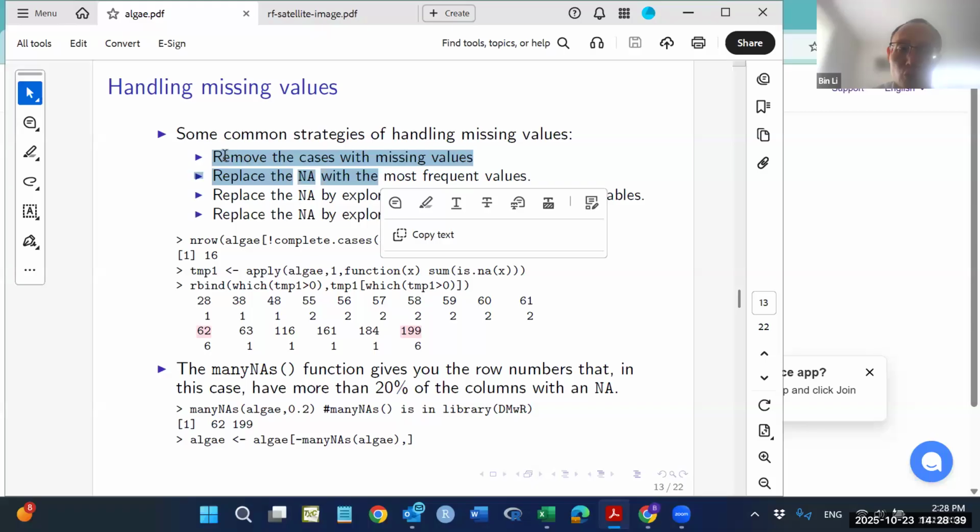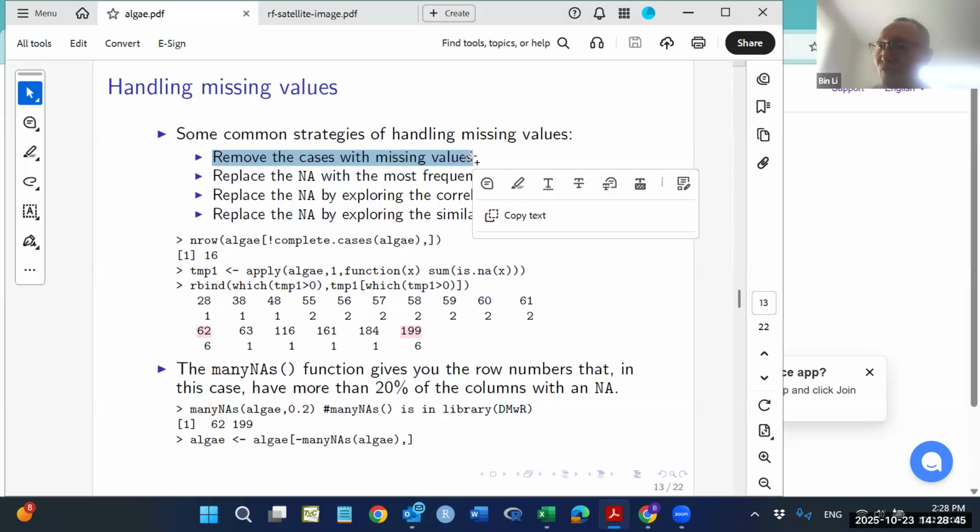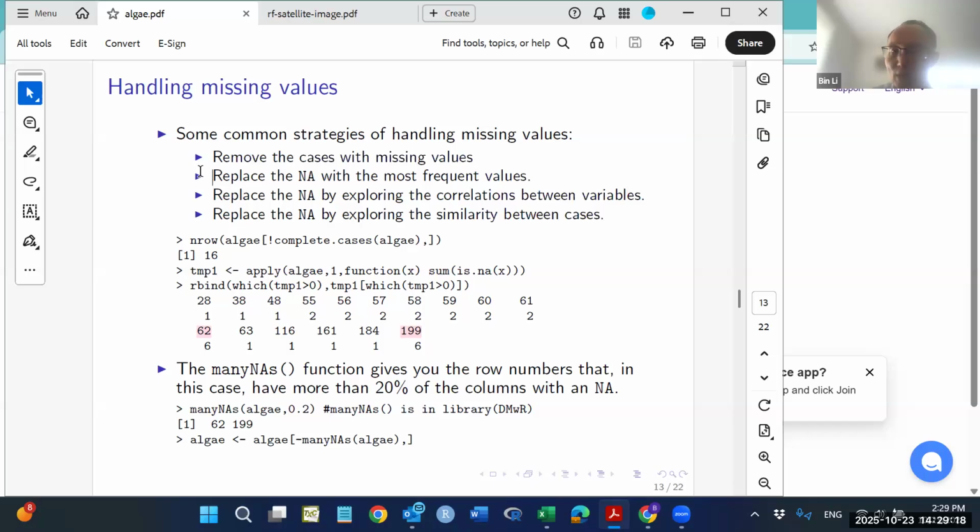So the first one could be the best if only a few samples have missing values. Let's say in your data set, only 2 or 3 observations have missing values and the rest have none. Then of course you can remove these 2 or 3 cases, right? But what if quite many samples have missing values, or our data set is very small? We don't want to lose more data points. Then this one doesn't seem to be good, right? So we need to find some other ways.